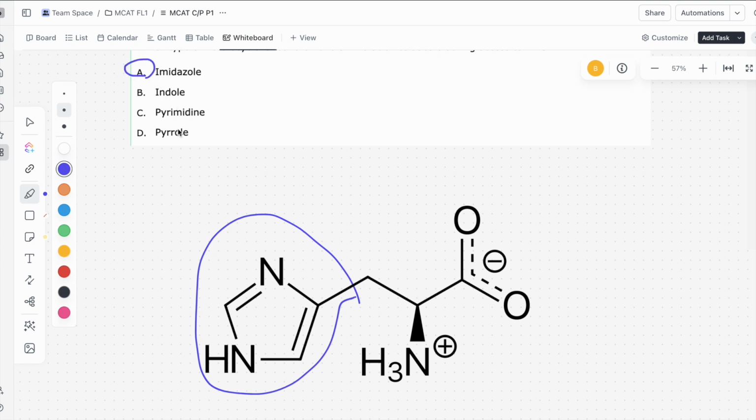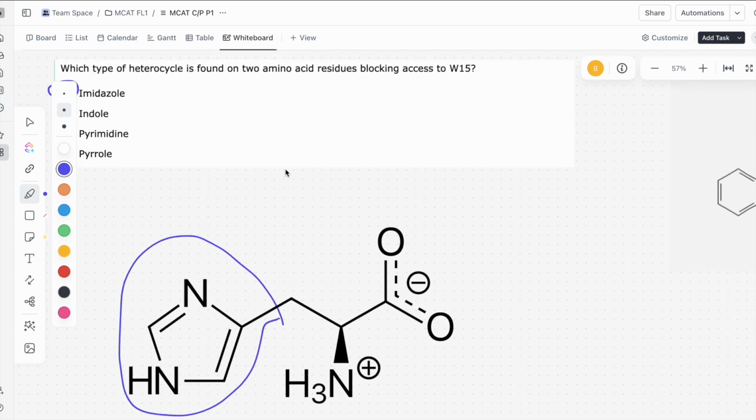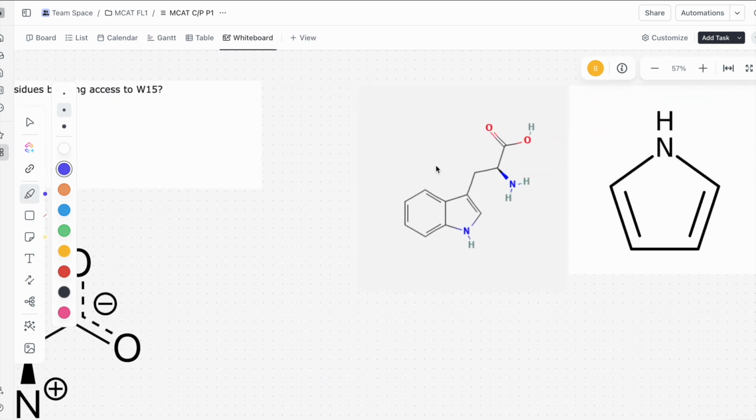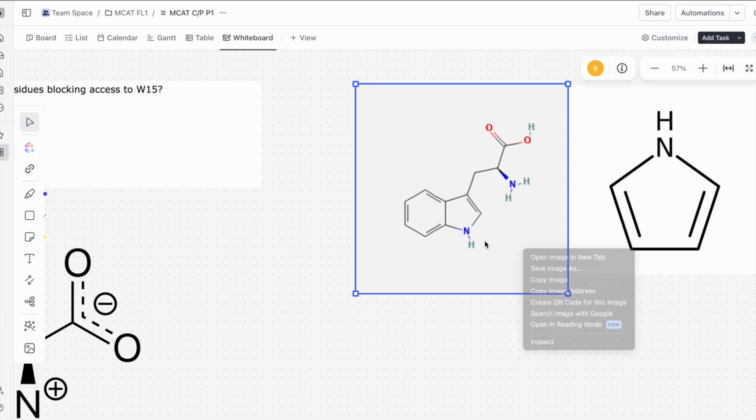Let's go over indoles and the other groups here. Indoles. So indoles are actually what you find on tryptophan. So this is the group right here. This heterocycle is an indole. So you do need to know these different groups and the names of these groups.